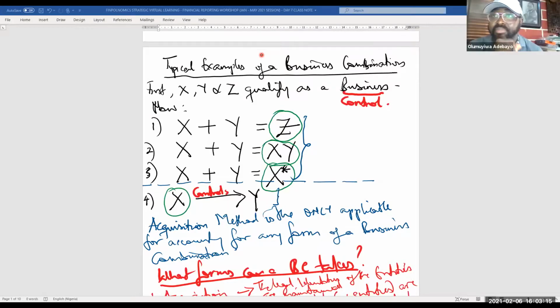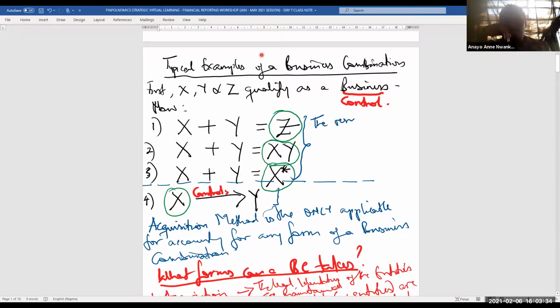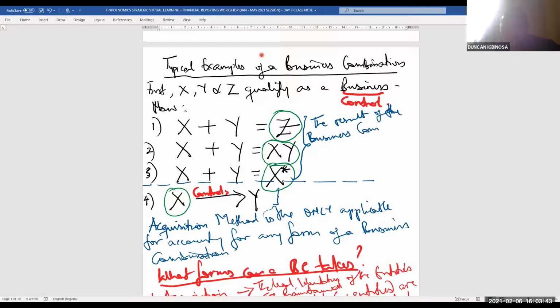Madam Anayo, okay? Yes, I think in the first 2, 3 there's a combination that if they are to present their financial statement, one would say it is a combined financial statement, while the fourth one will be a group. So that's what I can say.